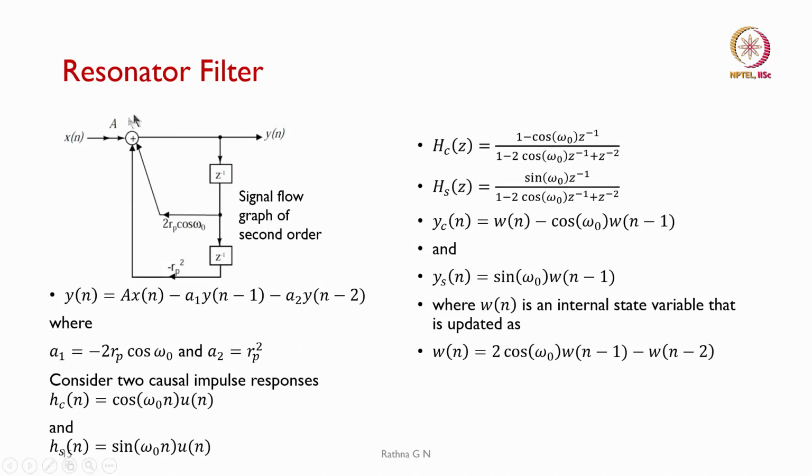So, coming to the resonator, all of us know that in an infinite impulse response filter, once I remove the input, I can remove the x of n, and the system is going to oscillate on its own. So, what is the advantage of it? This resonating response we will be using in generating a sine wave.